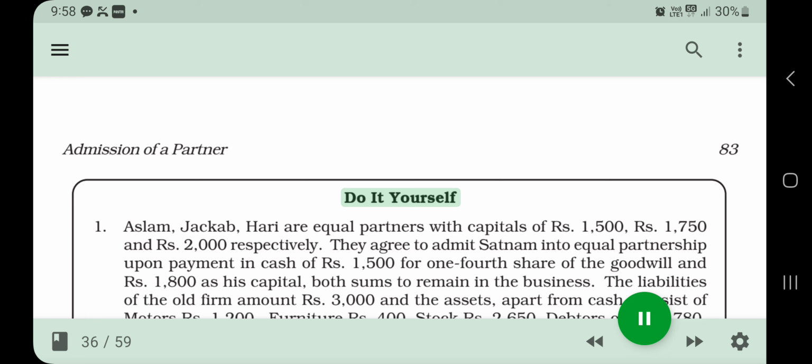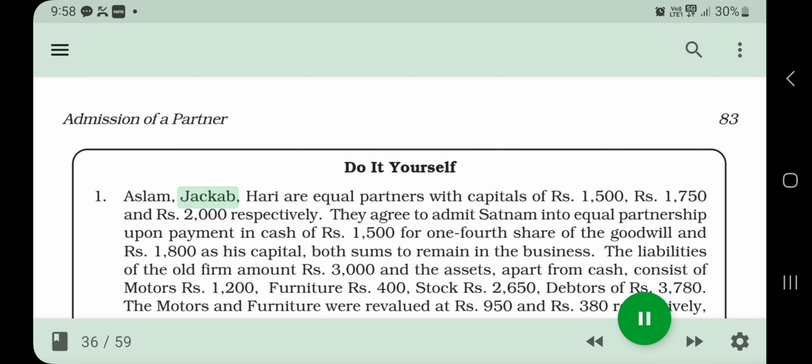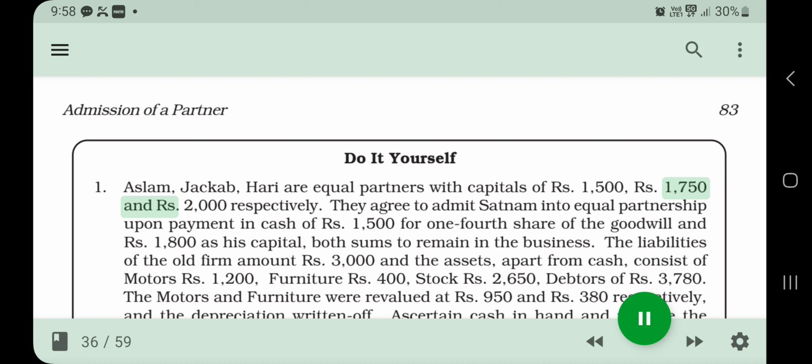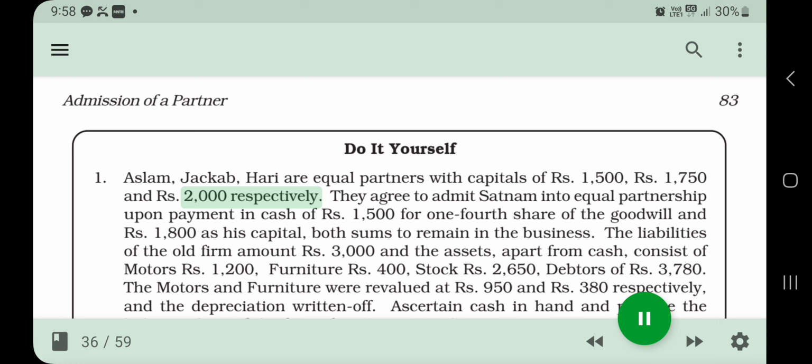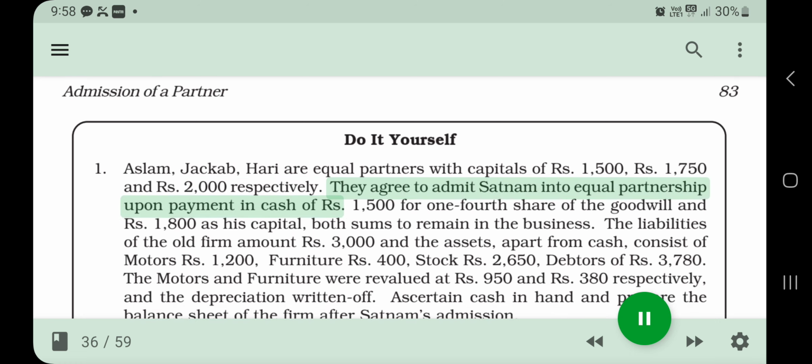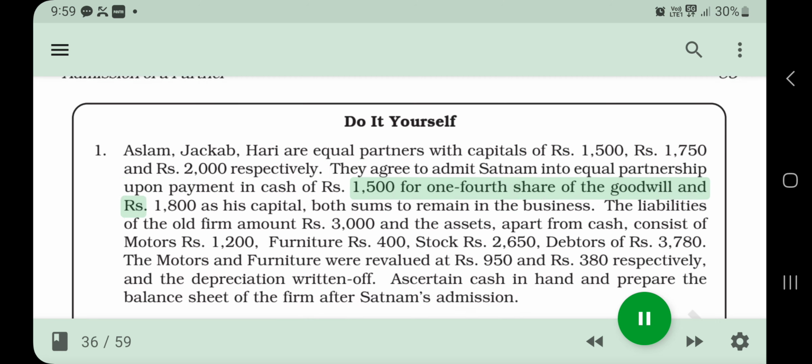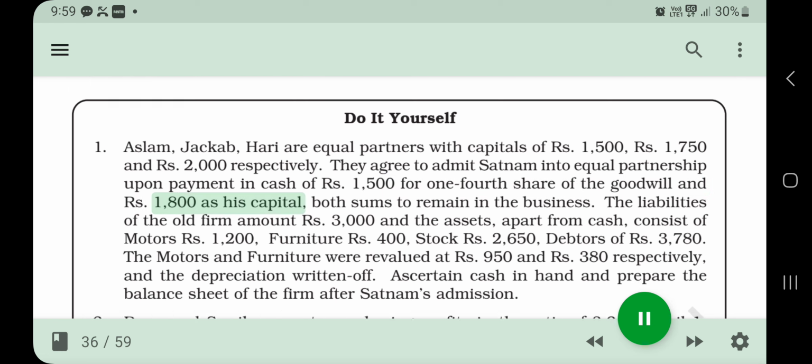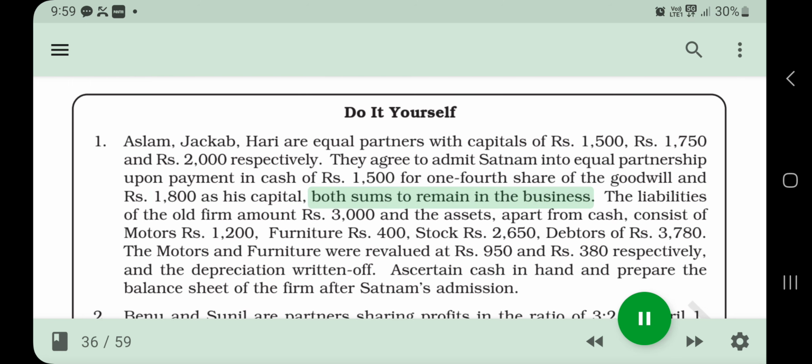Do it yourself. 1. Aslam, Jacob, Hari are equal partners with capitals of Rs 1,500, Rs 1,750 and Rs 2,000 respectively. They agree to admit Satnam into equal partnership upon payment in cash of Rs 1,500 for 1/4 share of the goodwill and Rs 1,800 as his capital, both sums to remain in the business.